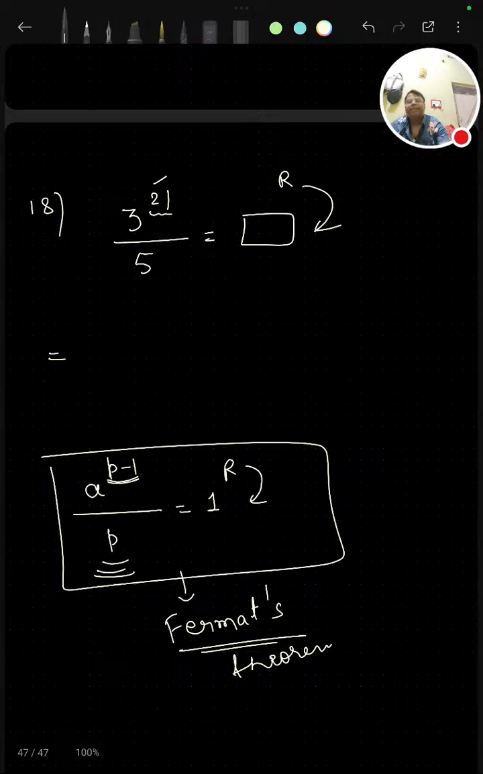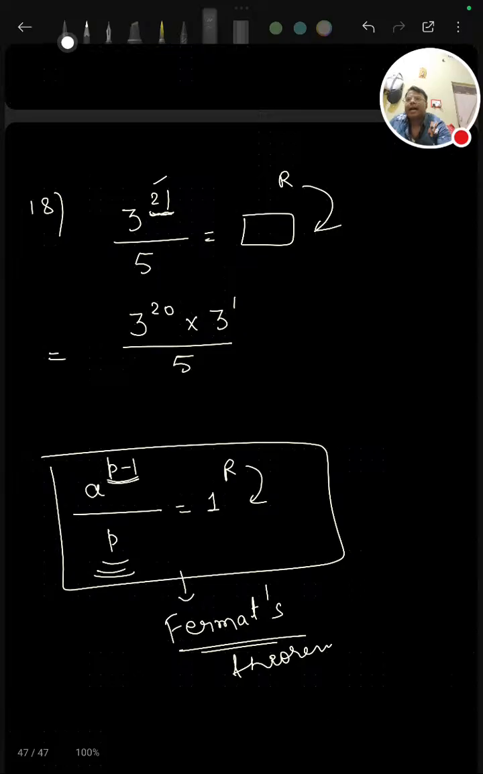ठीक है, यहाँ पे क्या होना चाहिए? 4 होना चाहिए. ठीक है ना. अगर यहाँ पे 4 होना चाहिए, then you can see that it is 3 to the power 20 into 3 to the power 1 divided by 5. You can write it in the usual way so that you can apply the Fermat theorem. चलिए आप देख सकते हो कि यहाँ पे 3 पे पावर 21 था, तो मैंने 3 पे पावर 20 और 3 पे पावर 1 में इसको तोड़ दिया.